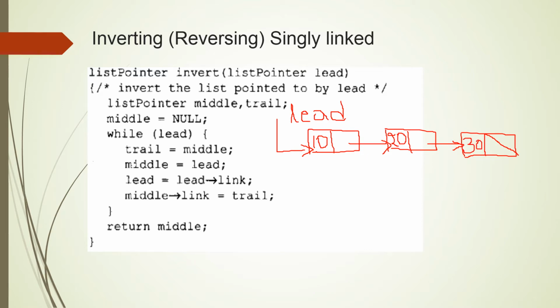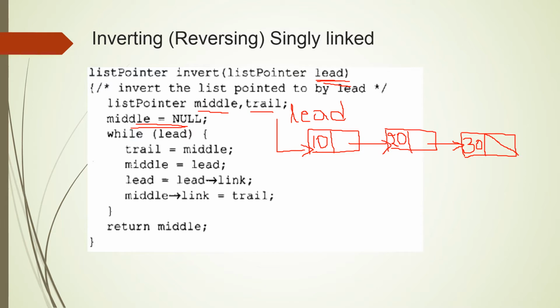After reversing, the node with the value 30 should come first, then 20, and 10 goes to the last position in the list. So, lead is the address of the first node or address of the leading node, it is pointing to the first node here. Lead is the leading node, and I am using two extra variables called middle and trail. Initially, the value of the variable middle is null. Initially, I will store a value null to the variable middle.